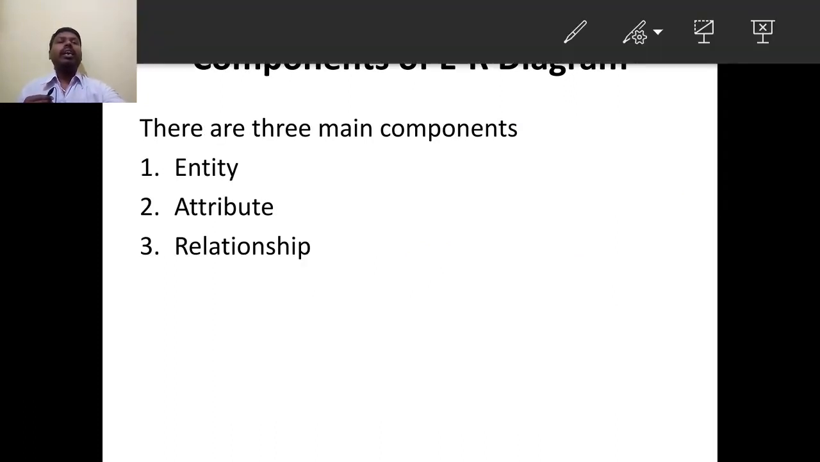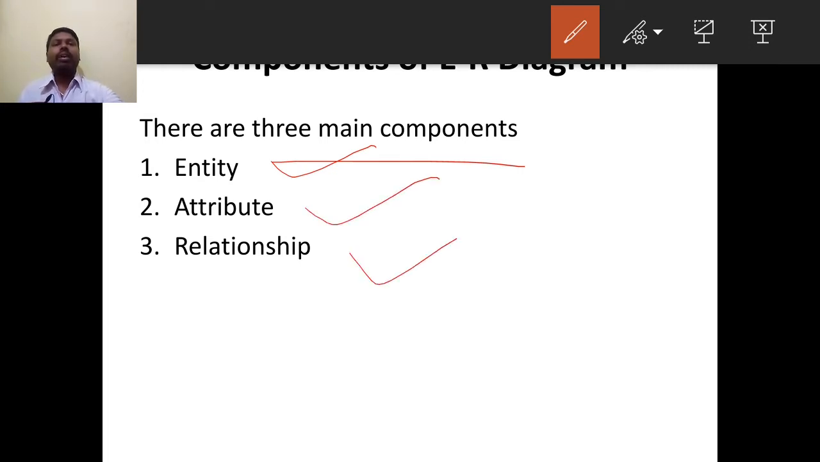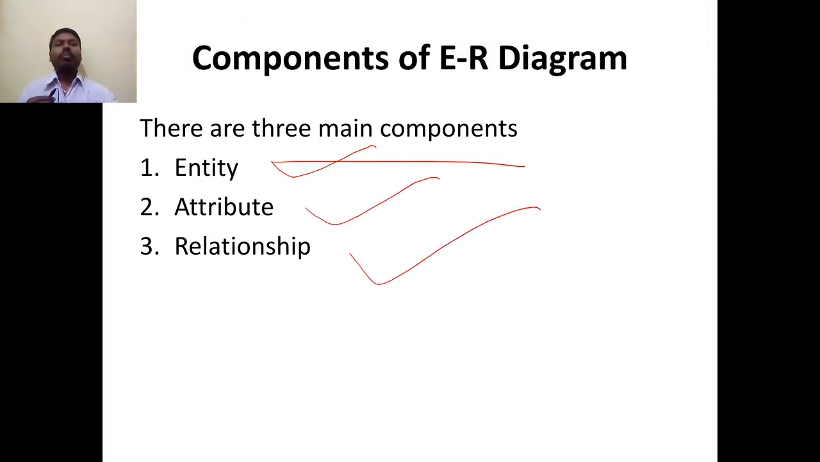Next, in an ER diagram, there are three main components. Majorly, three main components are there in the entity relationship diagram. First one, entity. Second one, attribute. Third one, relationship. We will see them one by one.